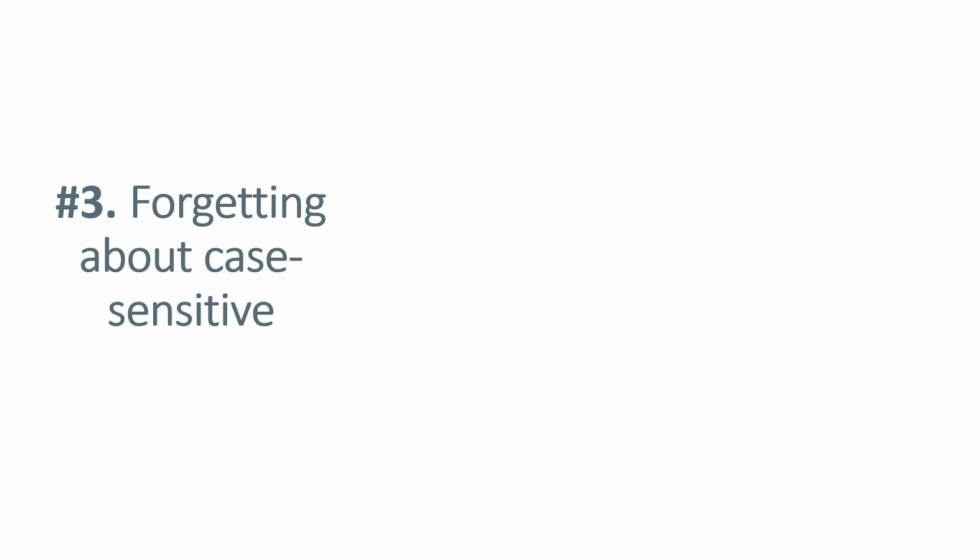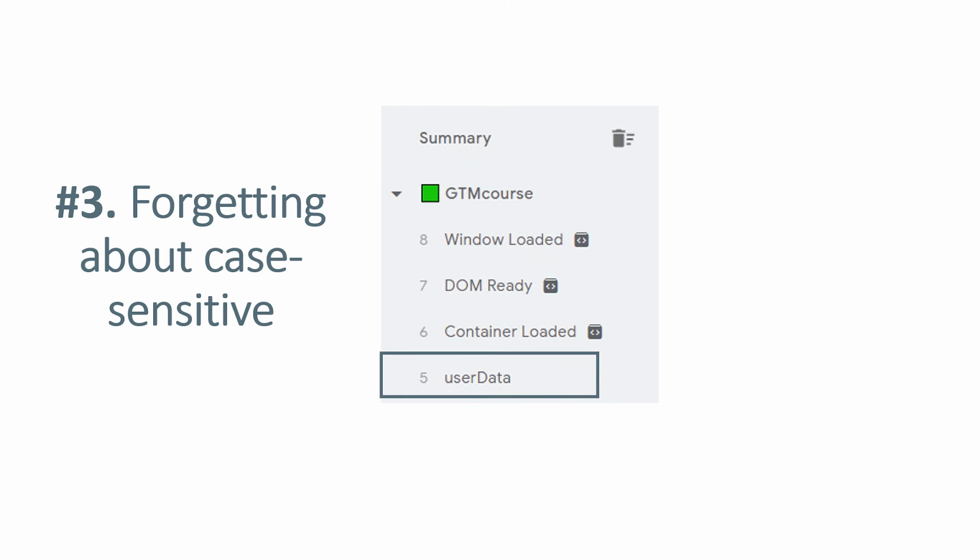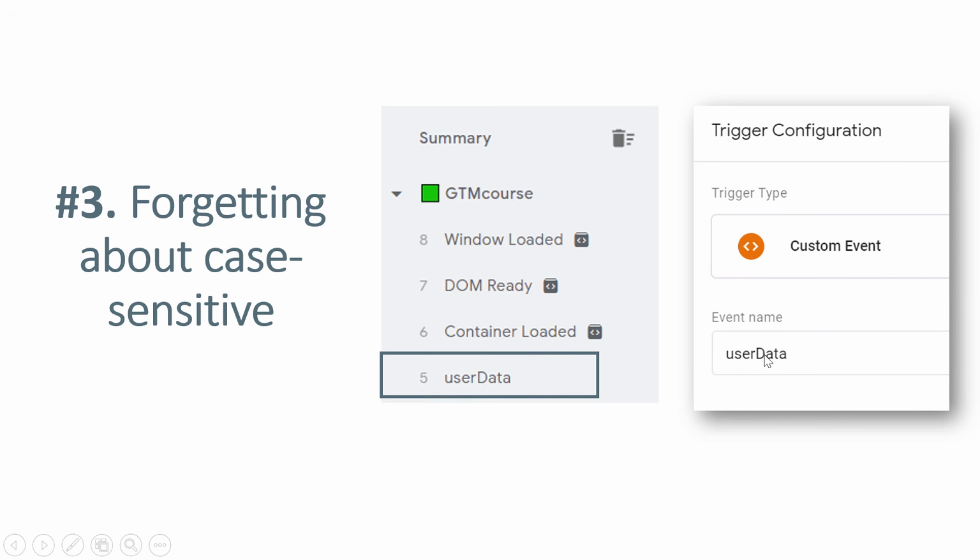And the final mistake is forgetting that almost everything in Google Tag Manager is case sensitive. So for example, if you have an event that was pushed to the data layer and its name is userData with the uppercase D, it means that you must also enter the exact same name in the trigger with the uppercase D. Because if you enter userdata in all lowercase, this trigger will not work. The same applies to data layer variables.